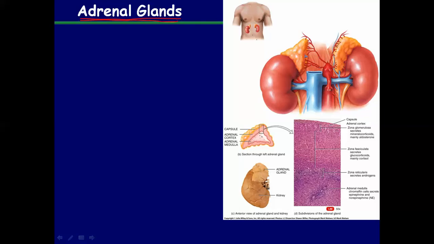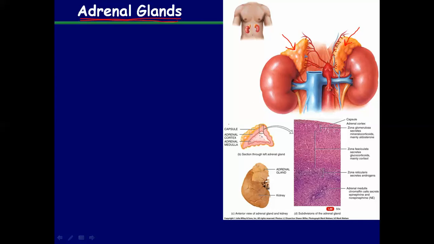The location is above the kidneys. So if we look here in this image, we see the two kidneys in the abdominal cavity, and placed right atop each kidney is an adrenal gland. So you have two adrenal glands superior to each of your kidneys. These adrenal glands, if we were to slice through them, have multiple layers.